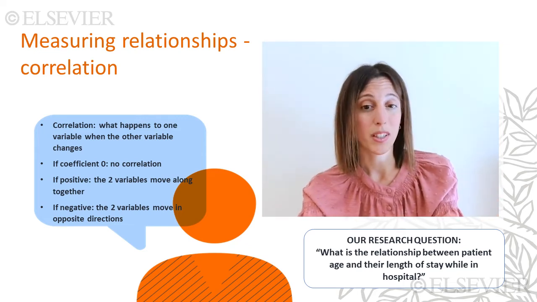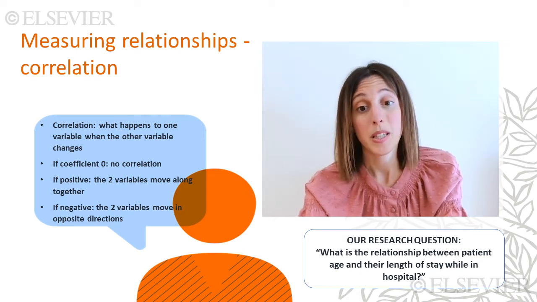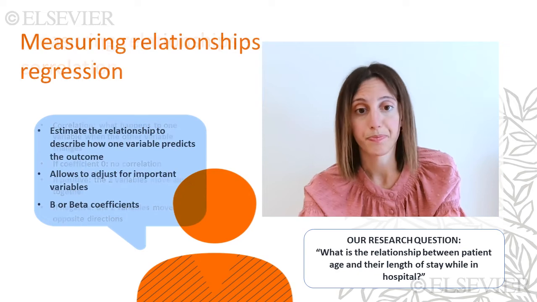While this is important information, this type of relationship does not consider any other variables. There is no adjustment for other important variables that might modify the relationship. We simply know that two variables tend to change together or not.